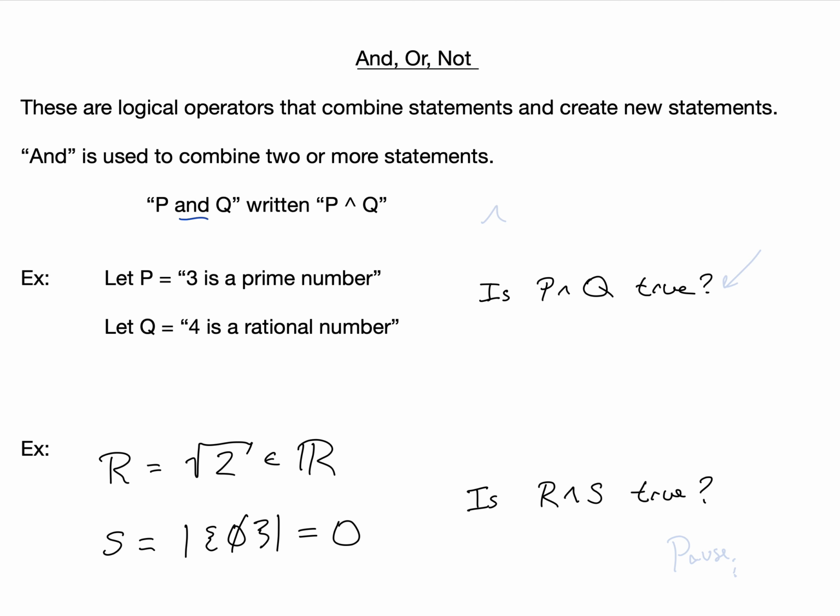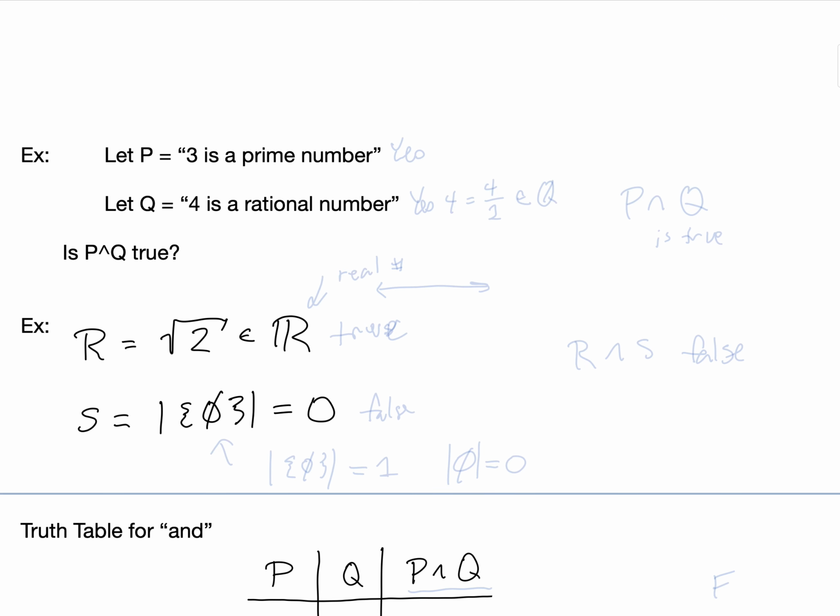And so P and Q, if P and Q are both statements, is written P caret Q, or just that symbol. For example, if we let P be the statement 3 is a prime number and Q be the statement 4 is a rational number, then you can think to yourself, is it the case that P and Q is true? As a second example, if we let R be the statement as shown and S be the statement as shown, is R and S true? So just pause briefly and think about each of those and whether those combined statements are true or false.